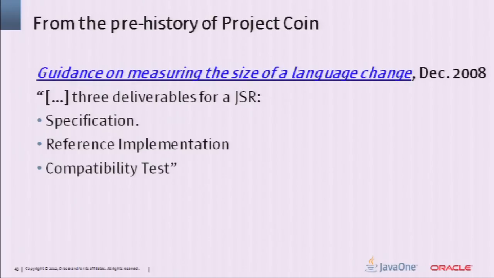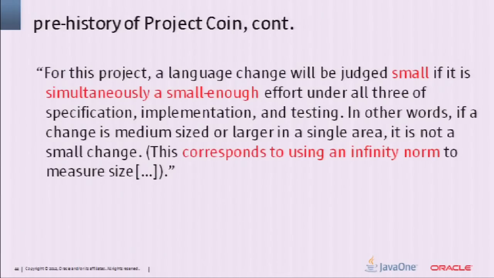These sort of ideas have also informed the Project Coin project, which went into JDK 7. I wrote a blog entry a few years ago about how to measure the size of a language change. The deliverables for a language change in Java include the specification, the reference implementation, and testing. And coins had to be small in all of these at the same time. So what does that correspond to? It corresponds to the infinity norm. We're looking at the worst case. If it was too large in any of those three areas, we'd say it was too large to be considered as part of the platform.